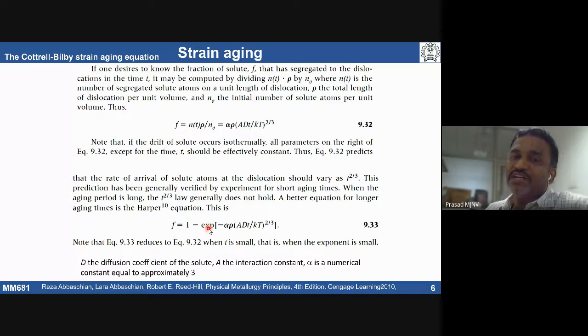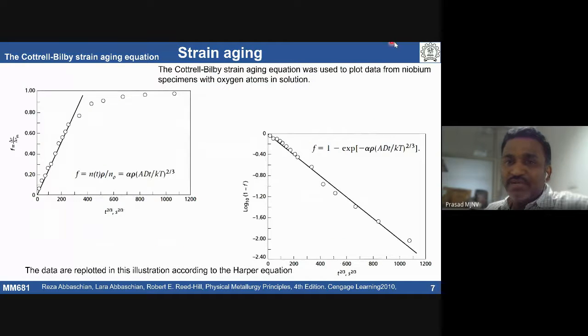It has an added exponential. The Cottrell Bilby equation is a power law kind of thing, with a two-thirds power, whereas here he has given an exponential kind of equation. This has been found to be true, for example, in niobium specimens with oxygen atoms. Niobium is also a BCC material like iron, here with interstitial oxygen atoms, and they could see, as a function of time, the fraction of solutes which segregated to the dislocations.